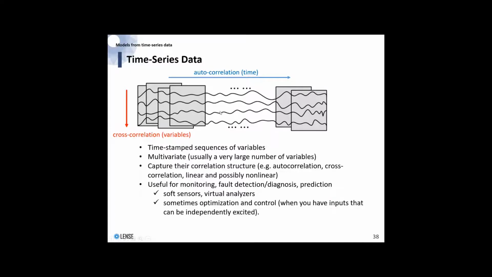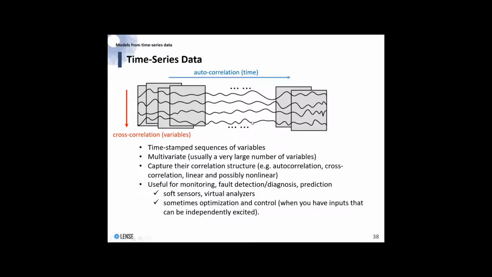So that's time series. Now the thing is that these data are not independent because they are taken at consecutive times, right? So they will have what's called autocorrelation. They will have correlation across time, and they have cross correlation. So there will be correlation among the variables.